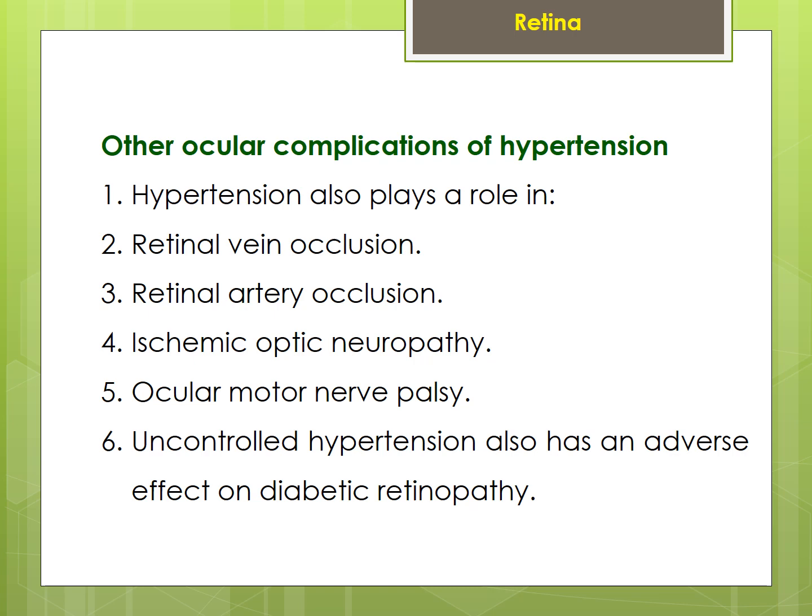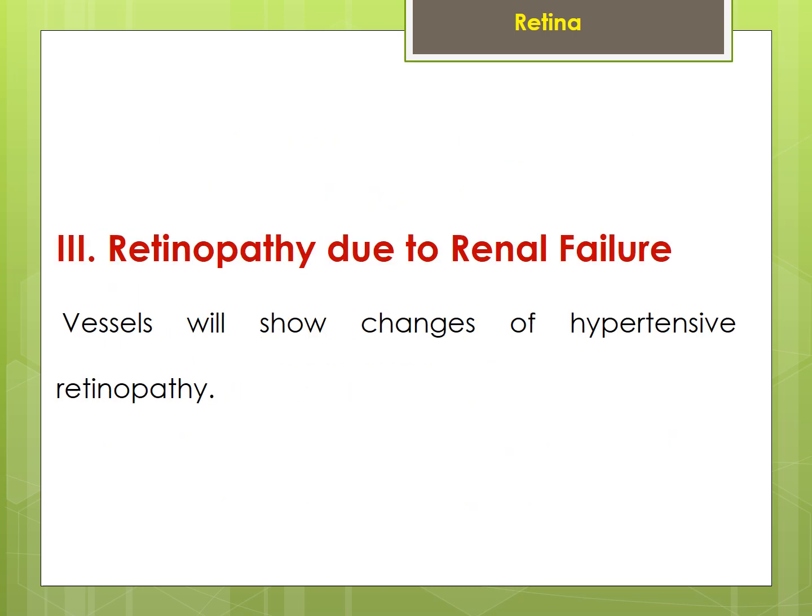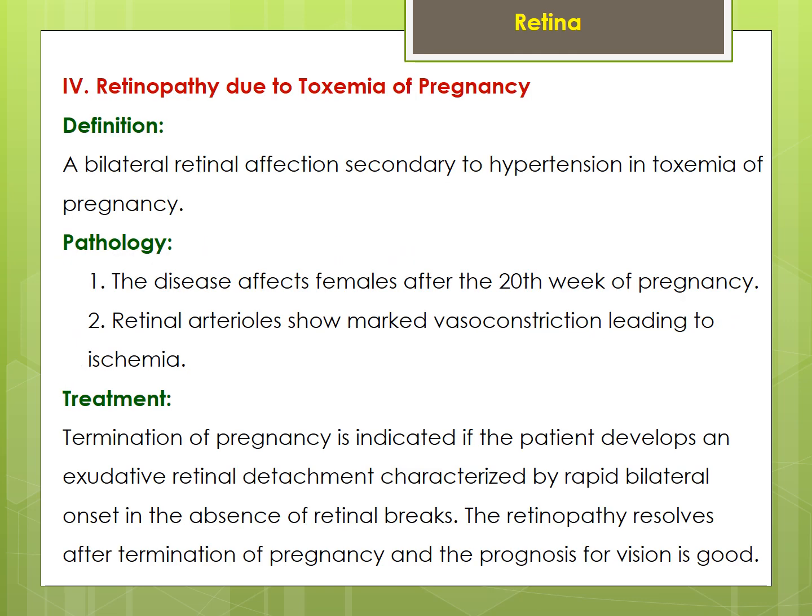Other ocular complications of hypertension include retinal vein occlusion, retinal artery occlusion, ischemic optic neuropathy, ocular motor nerve palsy. Uncontrolled hypertension may adversely affect diabetic retinopathy, which means that it could worsen the retinopathy state. What about retinopathy due to renal failure? Vessels will show changes of hypertensive retinopathy, but aggressively.